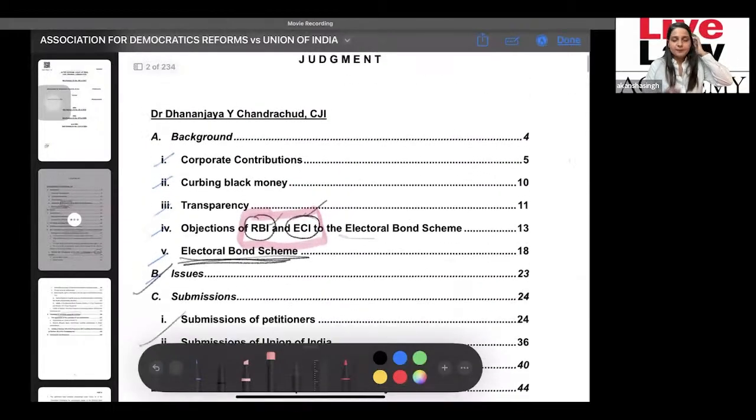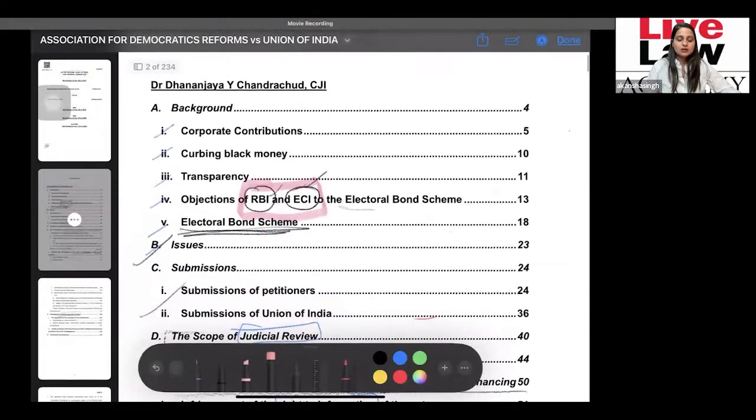So basically, first we start with the background. We start to see that what was the idea of introducing electoral bond scheme. Okay, transparency, curbing black money, that I have already discussed with you. The highlighted portion here is that there were certain objections that were raised by ECI and RBI. Before the scheme was notified, ECI and RBI actually highlighted certain concerns to the government with respect to the scheme. All right, and there were certain answers that were given for these concerns, which we will discuss whichever will come to the relevant portion.